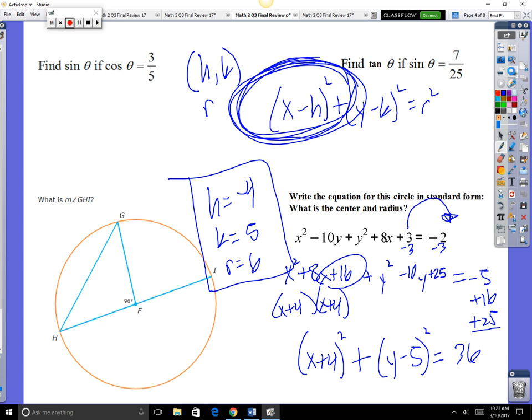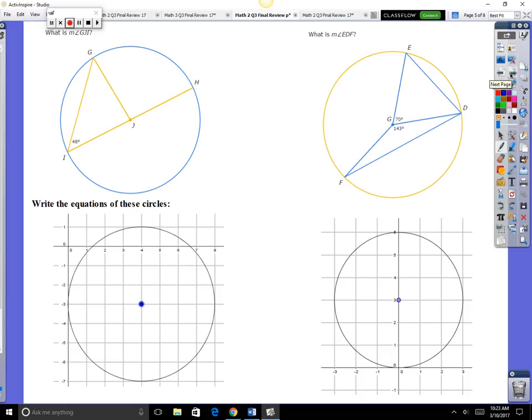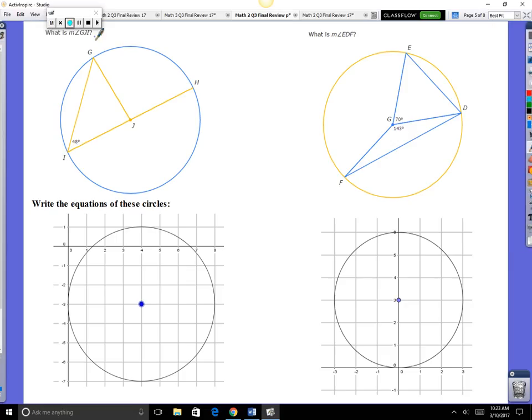Alright. More circles. So here we go. You need to find GJI. You need to find this angle right here. Now this angle is 48. If I double it, 48 and 48 is 96. That's this arc. And I know that is my semicircle, so I know this arc is 180.